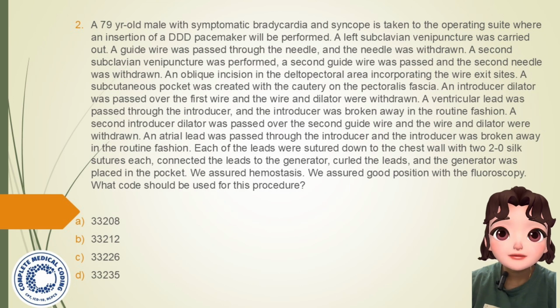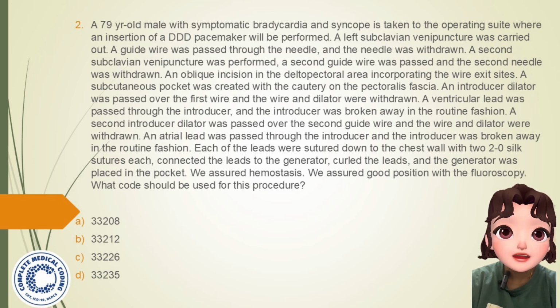What is the first option? 33208, first CPT code. What does it mean? It represents insertion of new or replacement of permanent pacemaker with transvenous electrodes, atrial and ventricular. Yes, we need this one itself, right? Because the pacemaker has two leads, one for right atrium and one for right ventricle. So atrial and ventricular. So this is the correct option, the correct CPT code that we need.